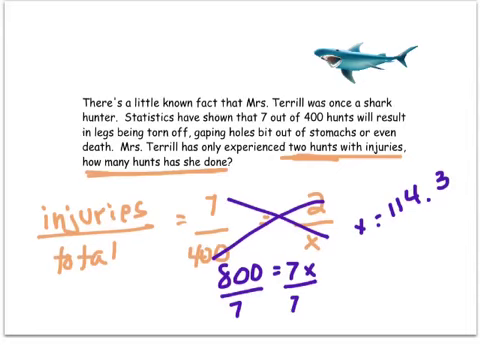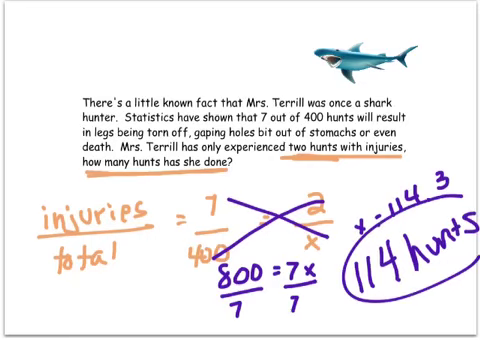Can she do 0.3 of a hunt? No, so it's 114 what? I've got to write the word. 114 hunts.